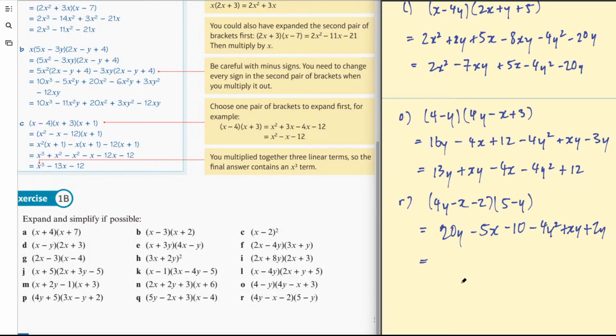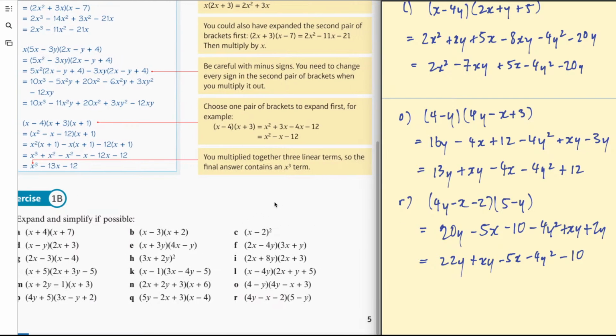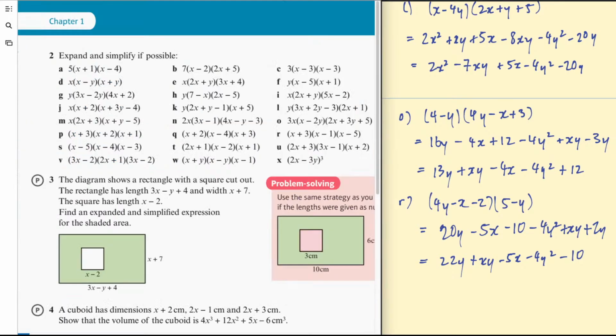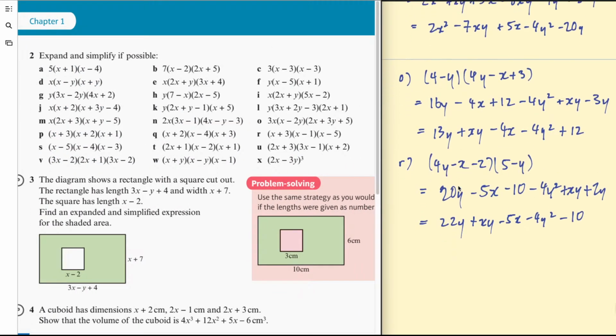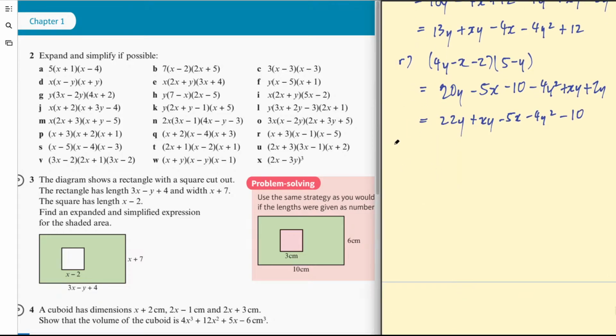And then check to see if there are any like terms. We have a 2y and a 20y, so that will be 22y. And then that's all that we can simplify. So plus xy, take 5x, take 4y squared, take 10. Okay, we're done with that one. Expanding brackets. Hopefully there's nothing too new in there for you. On to exercise 2.